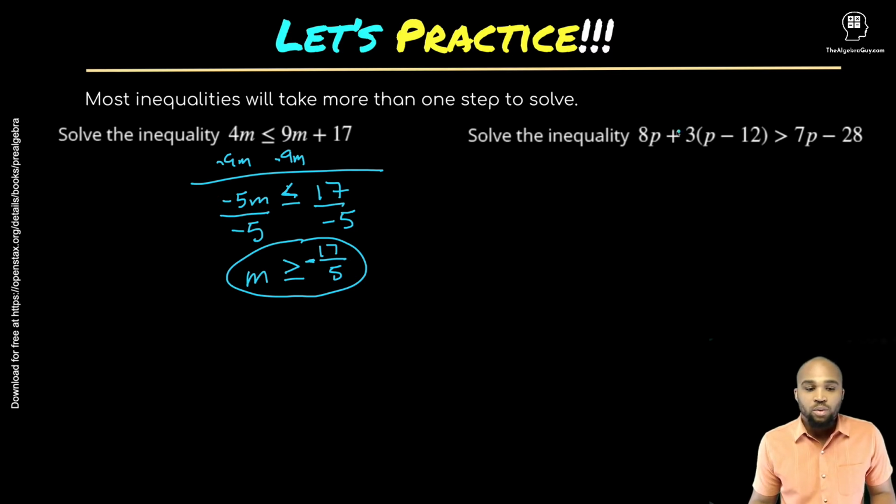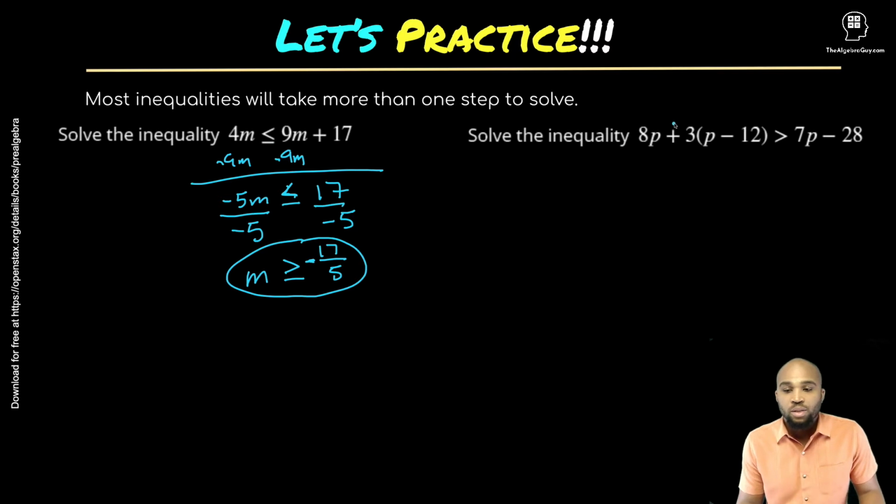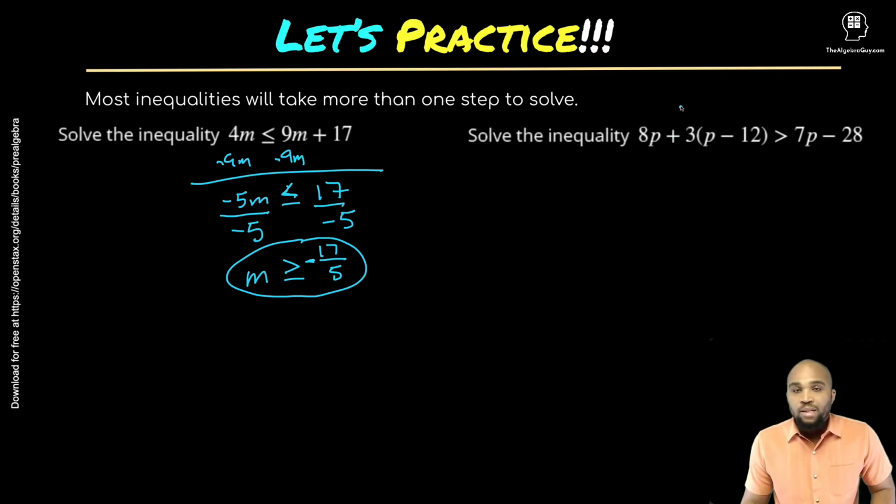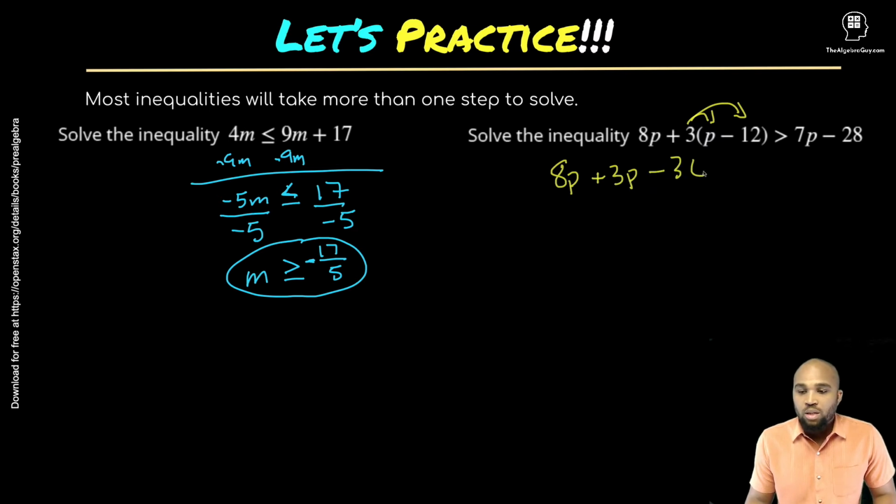All right, let's try this one now. This one didn't involve distributing, but we had to get through some basic understanding. So now let's use distributing. Same idea, this time we're just going to distribute. I noticed that the 3 times p minus 12 needs to be distributed, so I'm going to rewrite everything. I'm going to do 8p, and then distribute here, which gives me 8p plus 3p minus 36 is greater than 7p minus 28.